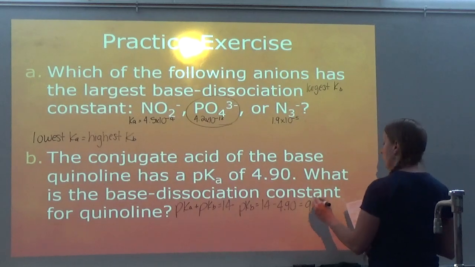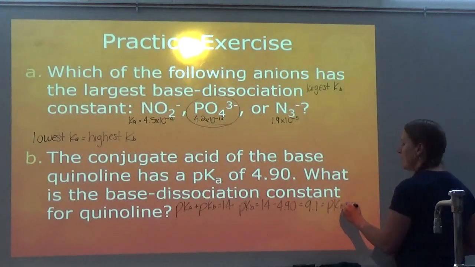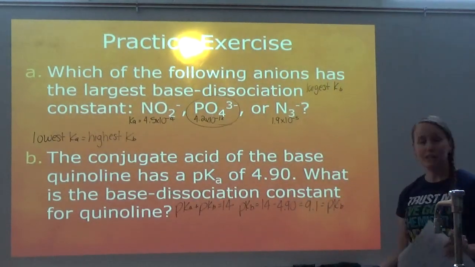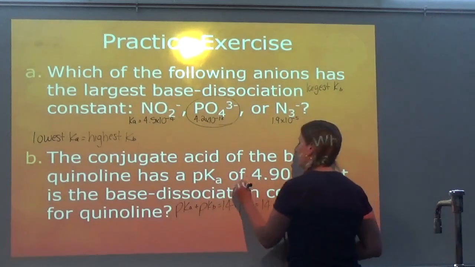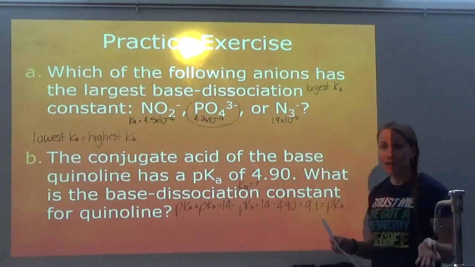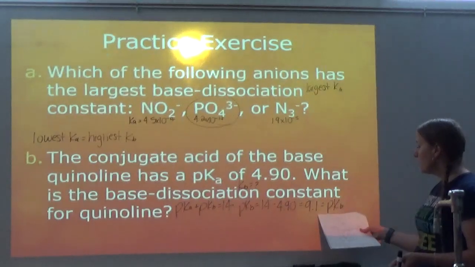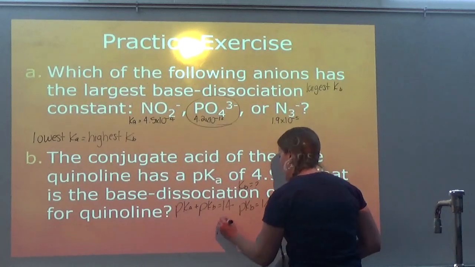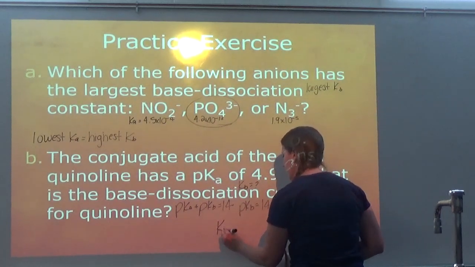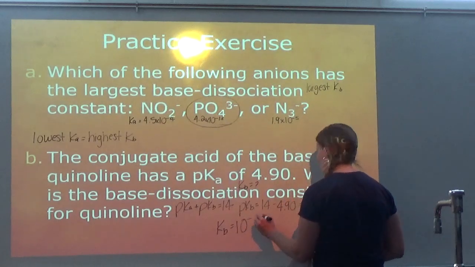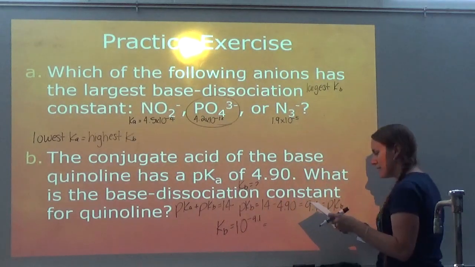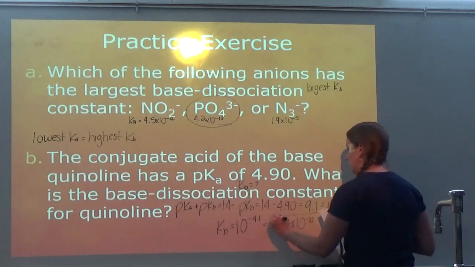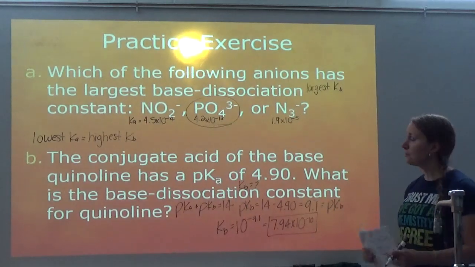So I got 9.1. But y'all, this is pKb. Notice it didn't say what is pKb. It says what is the base dissociation constant. That means I'm just looking for straight what is Kb. All right, so the way we go opposite of negative log is 10 to the negative power. So Kb, whoop, that's a p. Kb is 10 to the negative 9.1. And so once I plug that in, I got 7.94 times 10 to the negative 10. And no units because it's a K value.